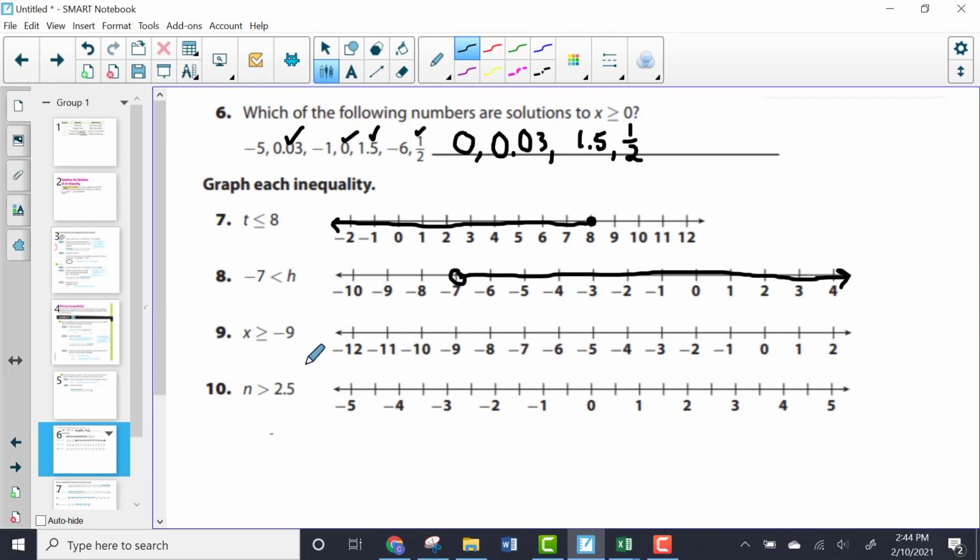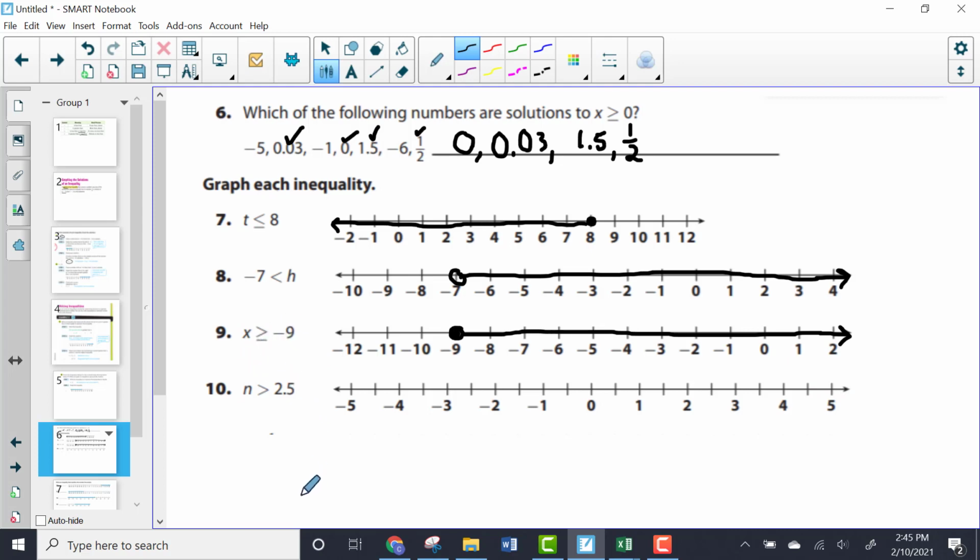Let's take a look at number 9. We have x is greater than or equal to -9. Remember, the line underneath the greater than or less than sign means or equal to. So the first step is we go to -9 and we color it in. Why do we color in that circle? Because it's showing that -9 is a solution. Then we shade everything to the right of our number line, showing that all these numbers to the right are examples of solutions to this inequality.